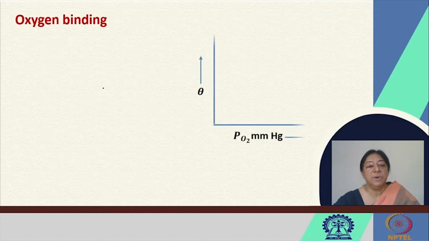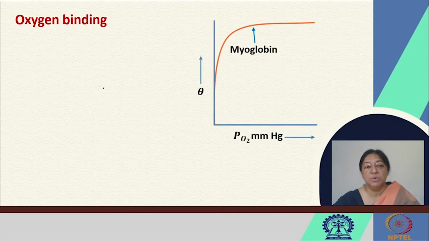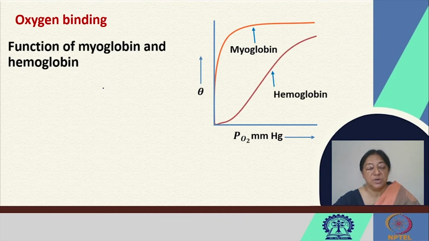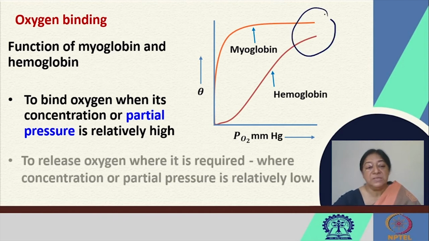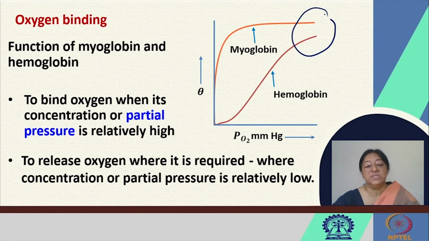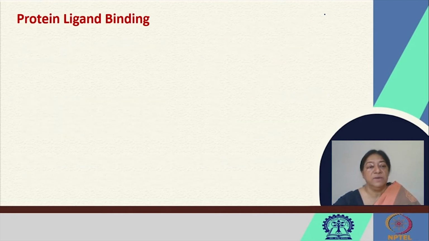When we look at the oxygen binding characteristics now, we have myoglobin that shows this hyperbolic fashion curve, and we have hemoglobin that shows the sigmoidal fashion curve. The function of myoglobin and hemoglobin there is to bind oxygen when its concentration or partial pressure is high. Both of them will bind very efficiently. But to release oxygen where it is required, where the partial pressure is relatively low, hemoglobin will release the oxygen at lower oxygen levels.